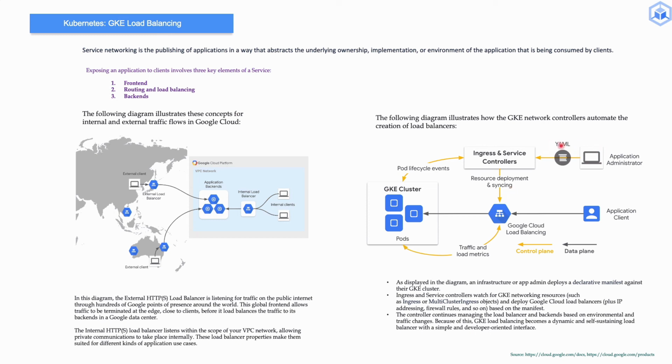So depending upon what the configuration is in this manifest, that's how they deploy the applications. But the controller continues managing the load balancer and backends based on environmental and traffic change. So you collect the pod lifecycle events and then the traffic and load metrics, and based on that, it becomes a dynamic and self-sustaining load balancer with a simple and developer-oriented interface.